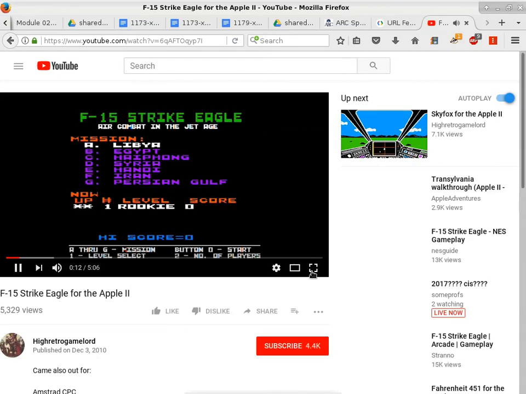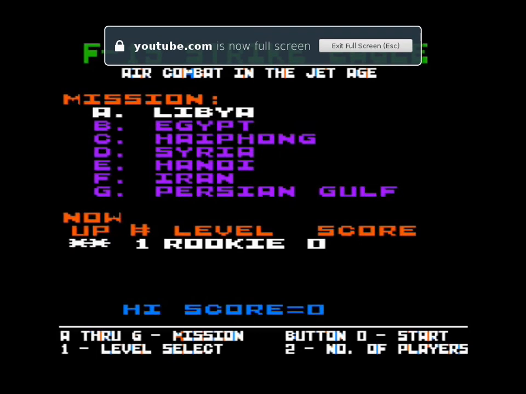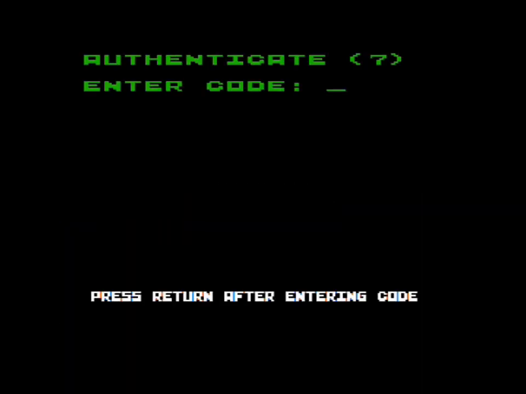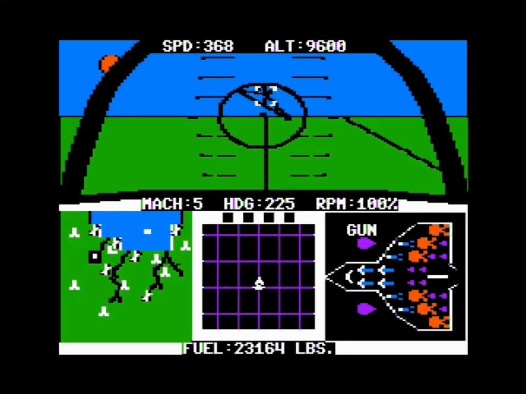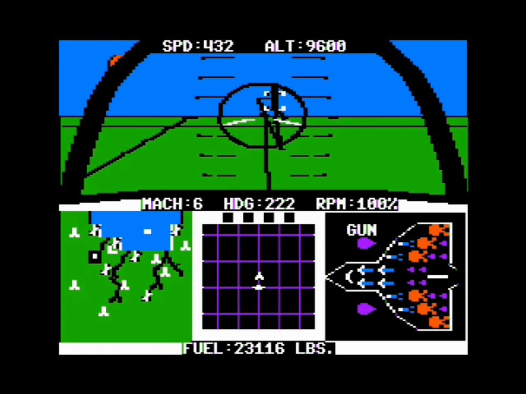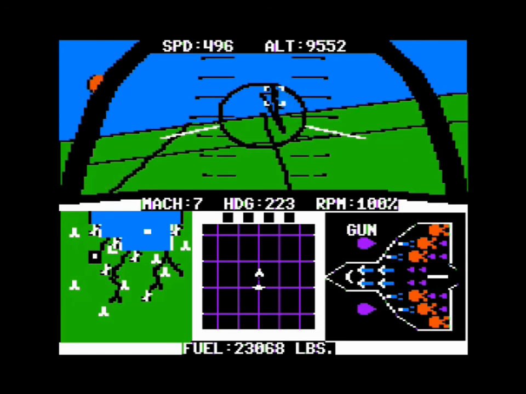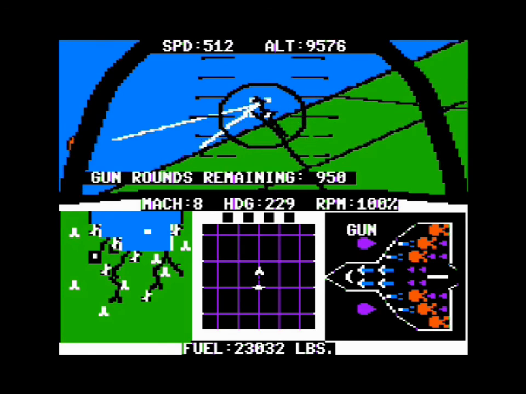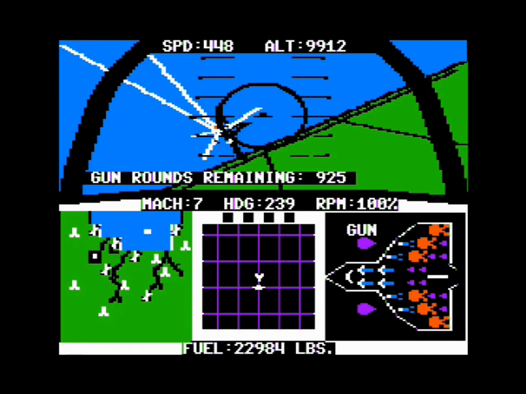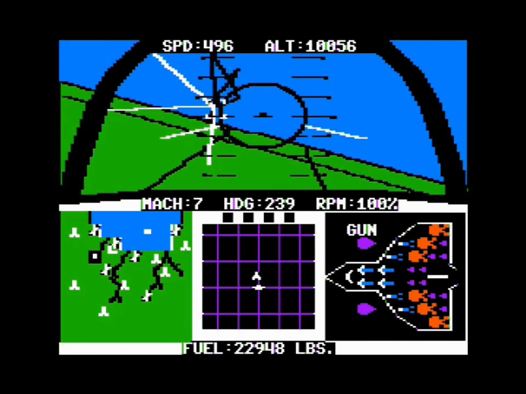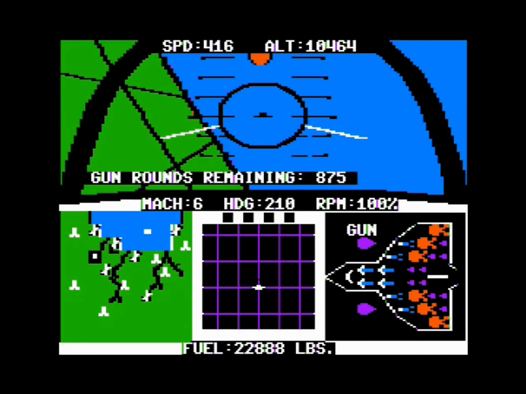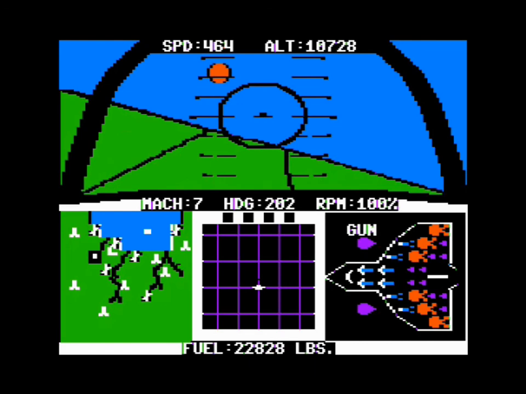This is a flight simulation game, the F-15 Strike Eagle, and the game is from 1985. Okay, so this is from 1985, and this is the best. This is the state of the art back in those days in flight simulation. And of course, by today's standard, you guys would go like, my watch can do this, right?